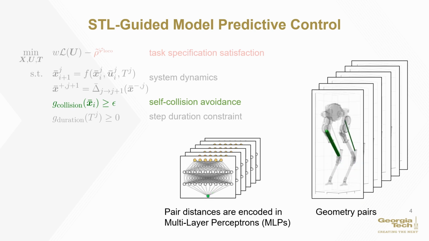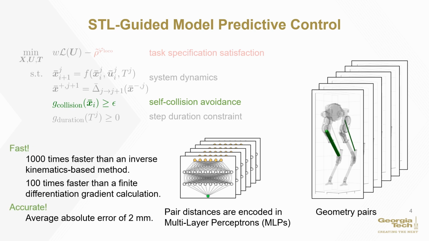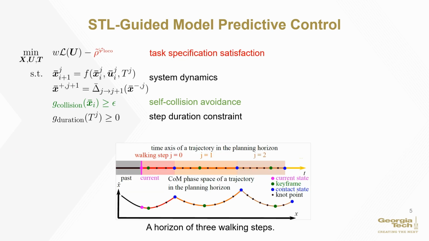These constraints are multi-layer perceptrons that encode the distance of collision pairs on the leg. These data-driven constraints are faster in computing both the distance and their gradients. They are also accurate compared to the ground truth. A planning horizon of 3 steps is shown in the bottom figure.